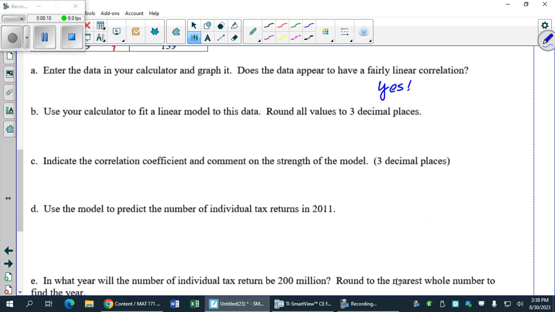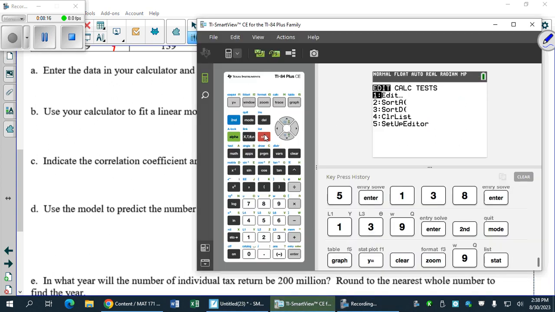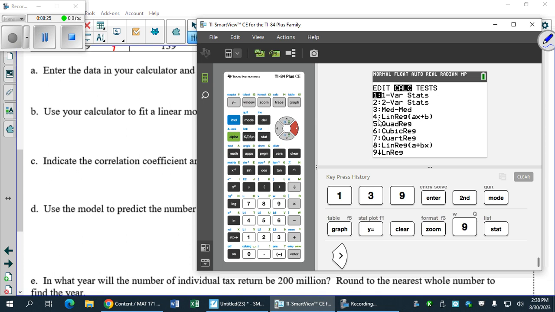Not perfect, though. All right, so now it wants us to use our calculator to fit a linear model. So this is back where we go to our stat. So remember, I don't have to turn my diagnostics on. I don't have to turn my plots on. Those things are already on, okay? So I'm hitting stat. Arrow to calculate, number 4.